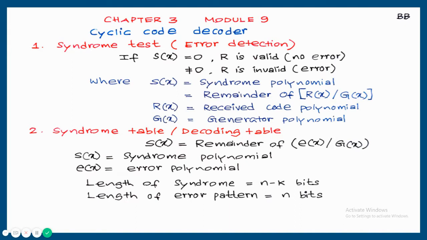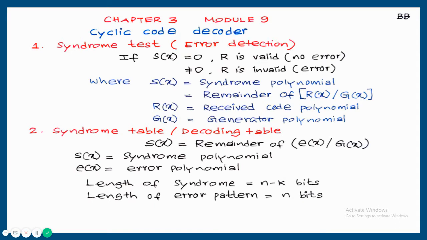Step number 1 for decoding, that is the syndrome test, an error detection technique. If S of x is equal to 0, the received code is a valid code, that is, there is no error. If S of x is not equal to 0, the received code is an invalid code, that means an error exists in the received code.